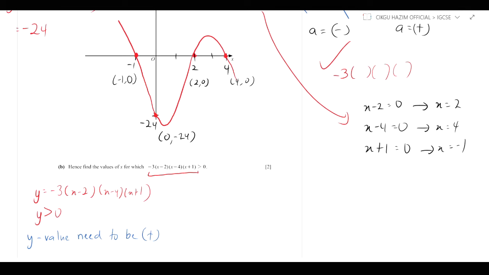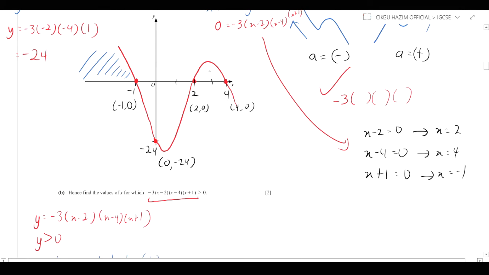So where is the region that satisfies this? Where is the region that satisfies y being a positive value here? The region that satisfies this must be this region, which is where y is positive. So to answer your question, whenever y must be positive, x must be less than -1. That's number 1. And number 2 is that x must be between 2 and 4. So we're going to have two kinds of answers here. First of all, x must be less than -1, and another one, x must be between 2 and 4. That's how we do this question.